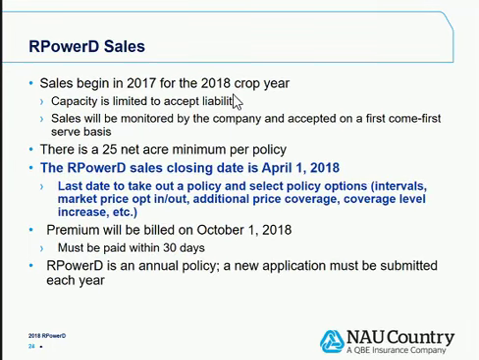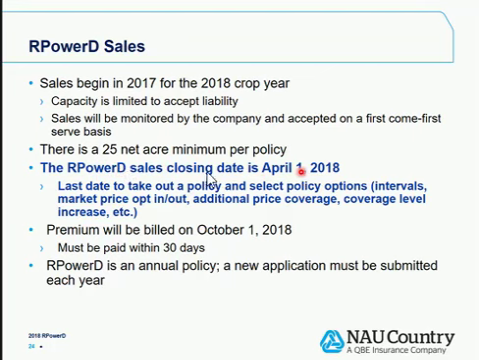Sales begin in 2017 for the 18 crop year. I mentioned that already, April 1 of 2018, you'll be able to start selling again. It's also the sales closing date for the 2018 crop year. I probably didn't say that right.